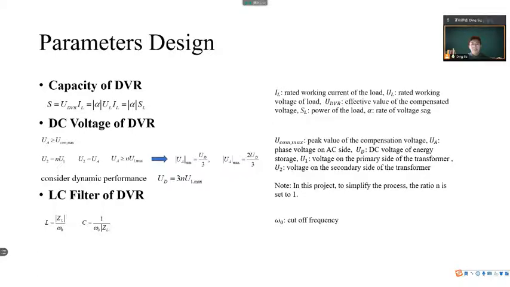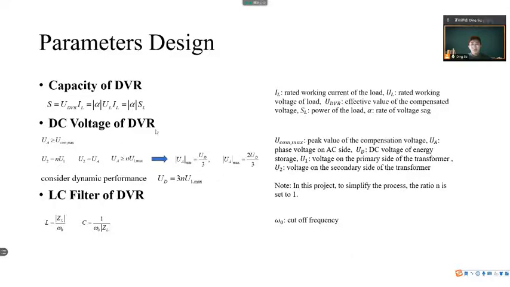The capacity of the device should be calculated according to the compensation object. Assume the rated working current of the load is IL, the rated working voltage of the load is UL. Effective value of the compensation voltage is UDVR, and SL is the power of the load, alpha is the rate of voltage sag. Then we can get S equals UDVR times IL, which also equals the absolute value of alpha times UL times IL. It can also be written as the absolute value of alpha times SL.